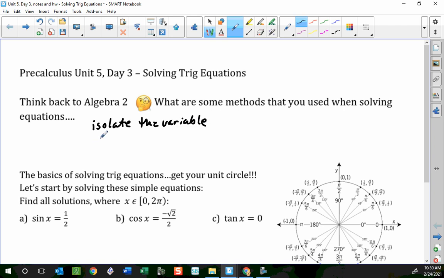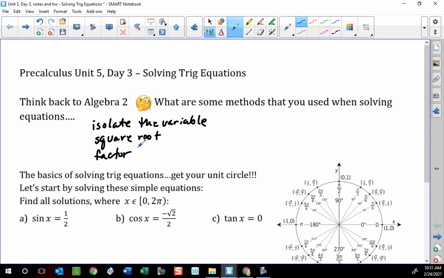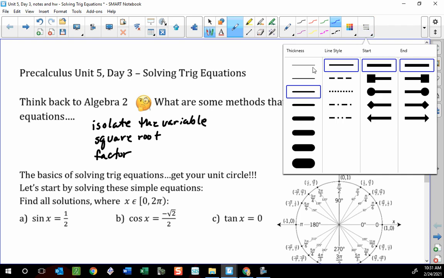You would do things like take the square root. Like if you had x squared equals 10, you would take the square root of both sides. You would do things like factoring, like maybe you have a quadratic and you factor it, and then find the solution. So all things like that come up when you are solving equations, and they're going to come up with trig equations, but you're going to see them with trig functions, right? So instead of x, we're going to have stuff like sine x, and things like cosine x, okay?